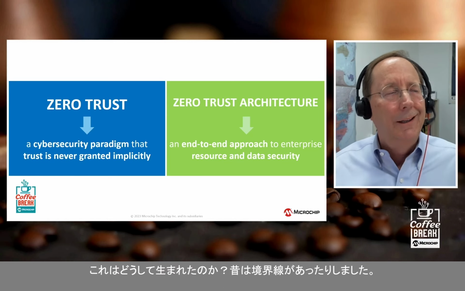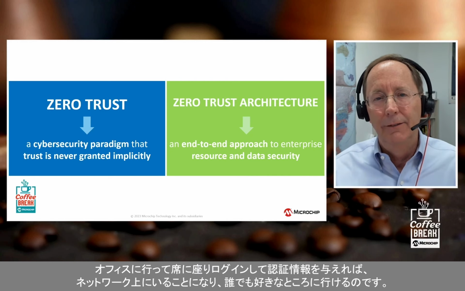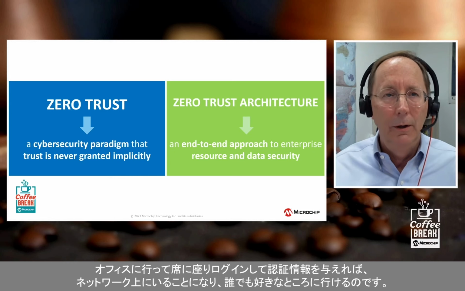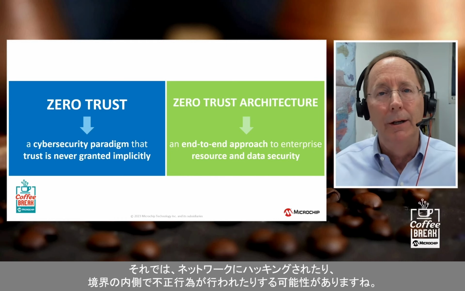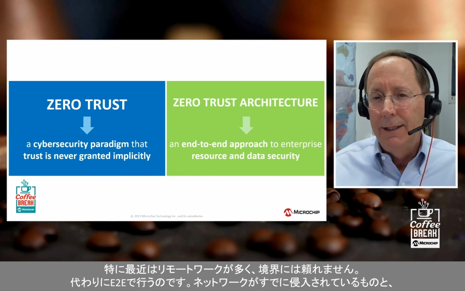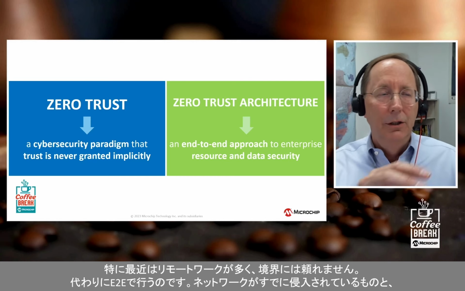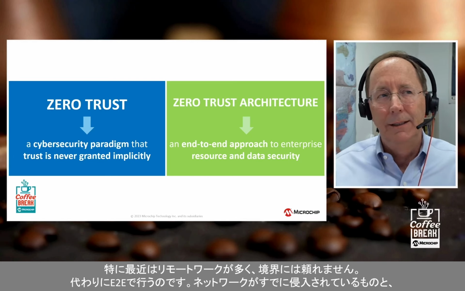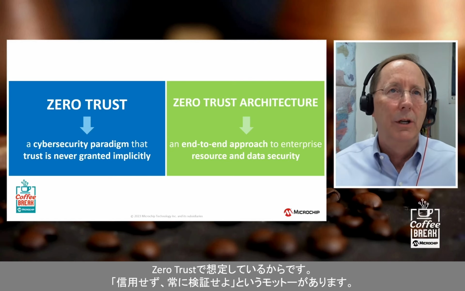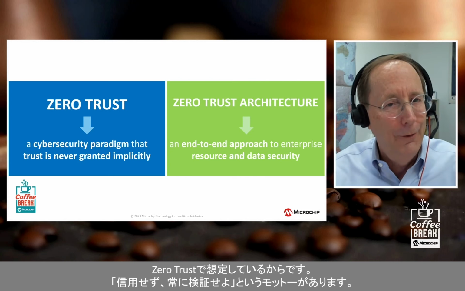How that came about: in the old days, there was a perimeter. You went into the office, sat down, logged in, gave your credentials, and you're on the network, and you can do whatever you want. That didn't work too well. People can hack into the network, or you can have some fraudulent activity happening inside that perimeter. So particularly with all the remote workers these days, we just don't go with perimeters. We go with end-to-end. We authenticate a user where they are, and we authenticate them to the resource that they're trying to access. Because we assume in zero trust that the network's already been compromised, and there's actually a motto: never trust, always verify.